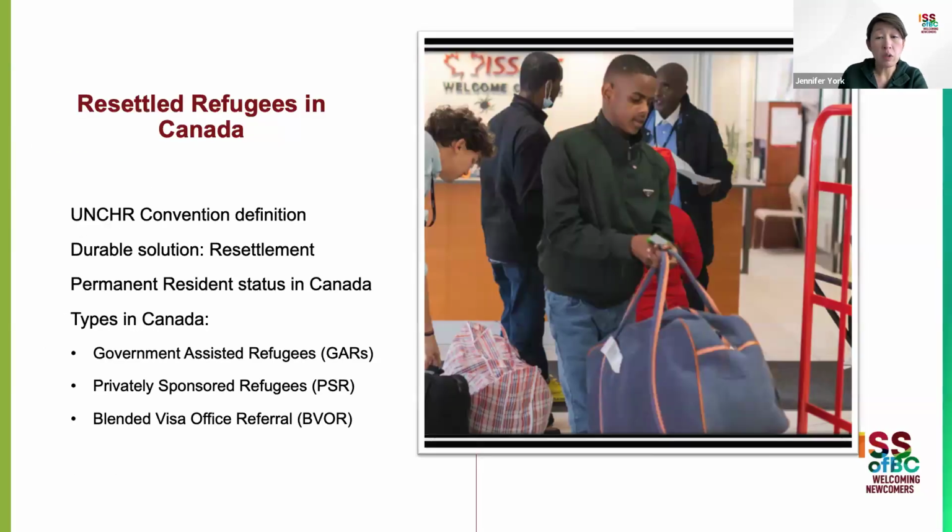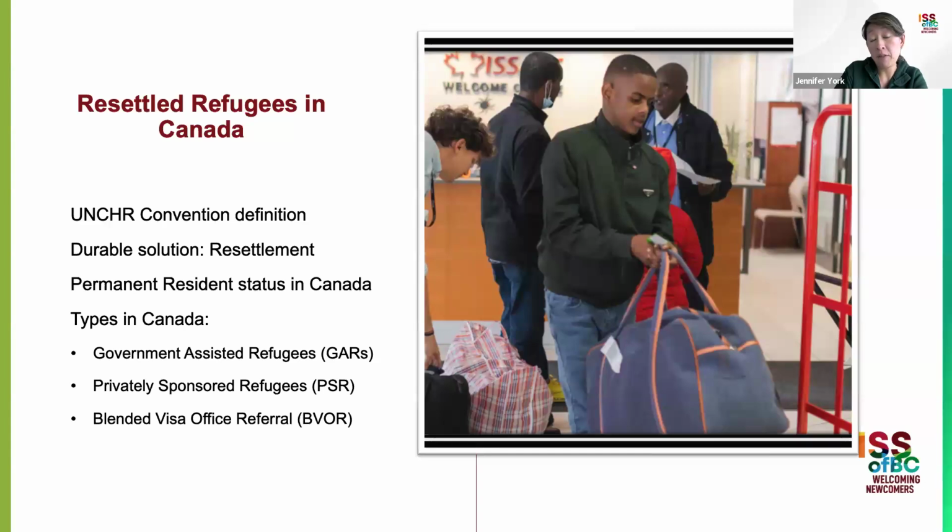And so as we talk about refugees, again, it's very important to understand what refugees mean in Canada, because we have different types. We have resettled refugees, government-assisted refugees, privately sponsored refugees, or blended visa referrals. And we also have refugee claimants. So resettled refugees in Canada, they fit the definition of UNHCR, convention definition, which are people who have well-founded fear of persecution because of race, religion, nationality, political opinion, membership in a particular group.